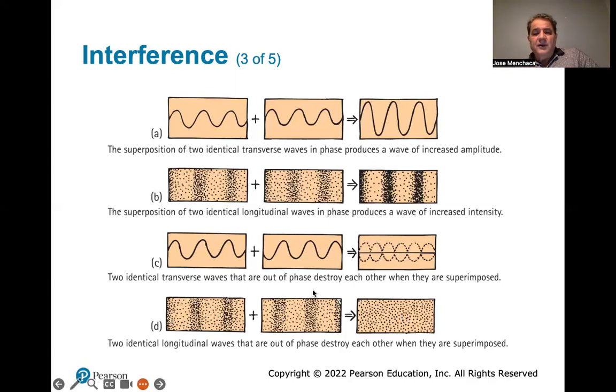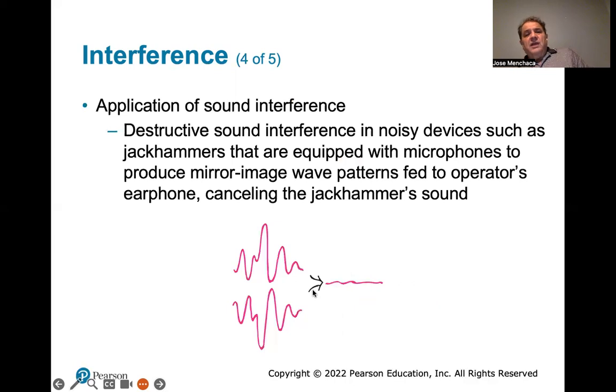There's no wave here. So an application of destructive sound interference is in noisy devices such as jackhammers that are equipped with microphones to produce mirror image wave patterns fed to operators' earphones, canceling the jackhammer's sound. Now those around, people walking by, will hear it, but the operator wears special gear. This is how noise canceling headphones work.